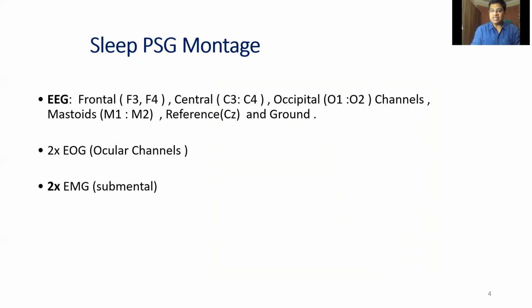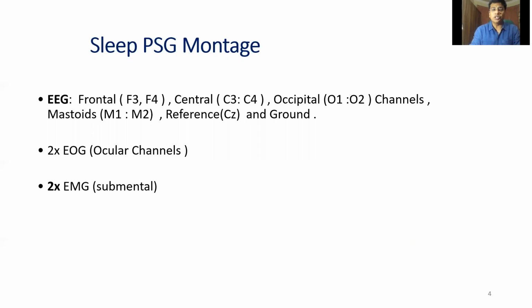What AASM recommends for the sleep PSG montage is frontal channels, that is F3, F4, central channels C3, C4, and occipital channels O1 and O2, and each channel has some role to play. We will see that in the next slide. We also need to have mastoids, reference and ground. So it means we need to have 8 EEG electrodes plus reference and ground.